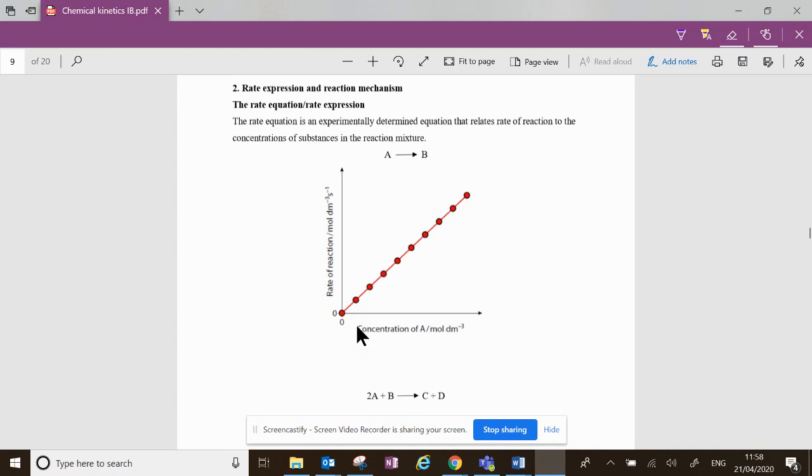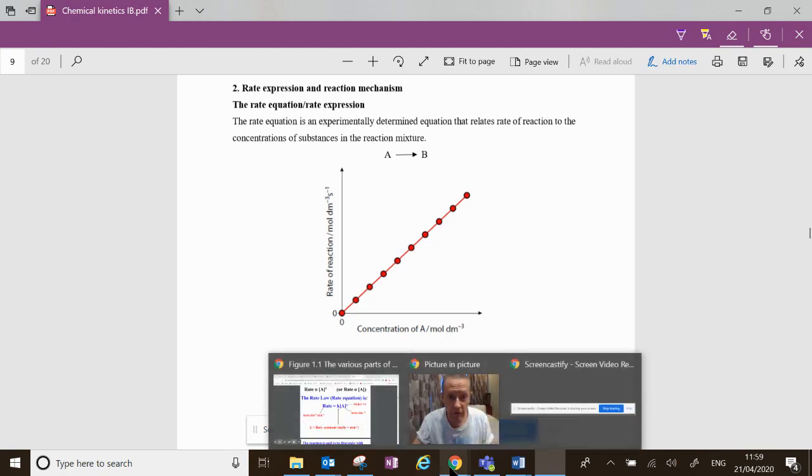If you look at the axes of this graph, this is the rate of reaction, and this is the concentration of A. As you can see, if you plot them, it's a straight line that passes through the origin, 0. This means we have a constant gradient for this line. In other words, if we divide the rate of reaction by the concentration, we get the same value every time. It's a constant. Rate divided by concentration is a constant.